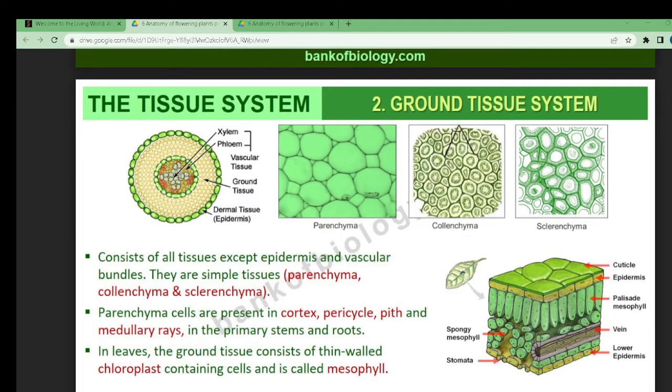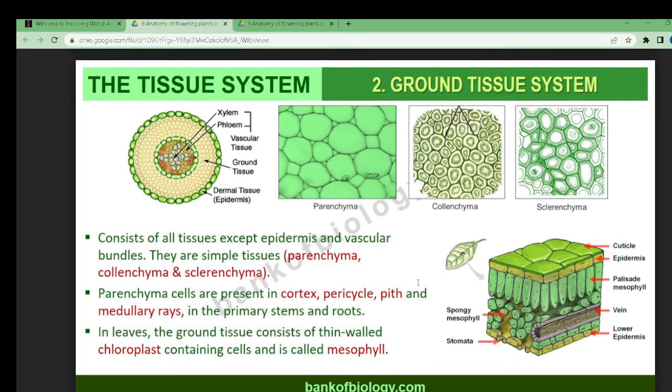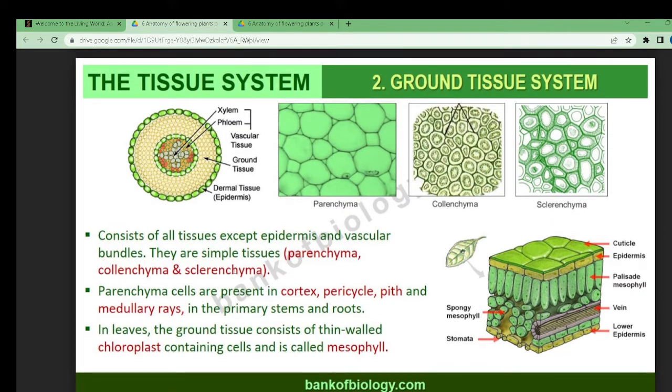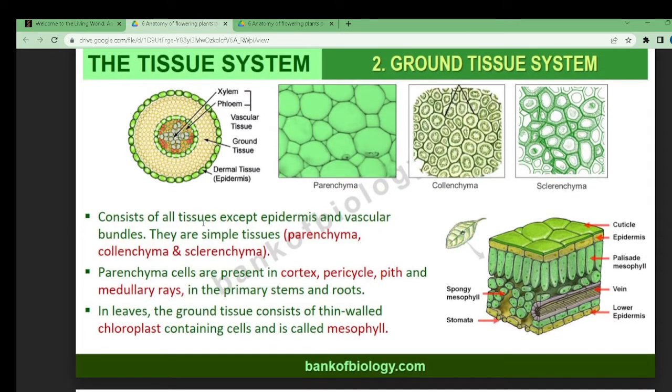Now we'll discuss the ground tissues. Inside the ground tissue system, you know that there are parenchyma, collenchyma, and sclerenchyma. They are made up of all these three types of cells. These are the simple cells. They consist of all tissues except epidermis and vascular bundle.